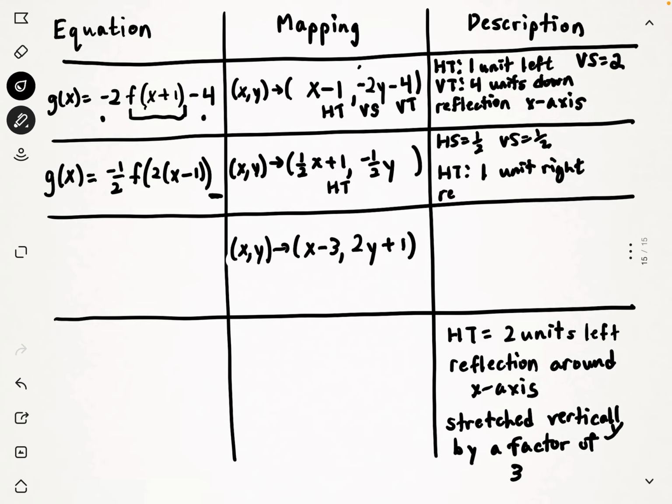There's also a reflection, and I don't really have room for this, so that's a problem. Maybe I should have done fewer examples here. But anyway, we're going to keep rolling with this. This is a reflection around the x-axis because the y is negative.